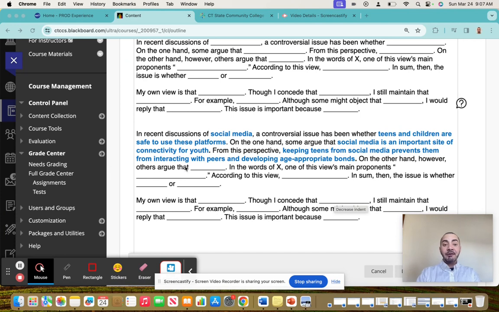But just to give you a sense of what that looks like: in recent discussions of social media, a controversial issue has been whether teens and children are safe to use these platforms. On the one hand, some argue that social media is an important site for connectivity for youth. From this perspective, keeping teens from social media prevents them from interacting with their peers and developing age appropriate bonds. On the other hand, however, others argue, and you would continue, others argue that social media is inappropriate for young people. And then you might cite some of the writers that we've studied that would corroborate that.